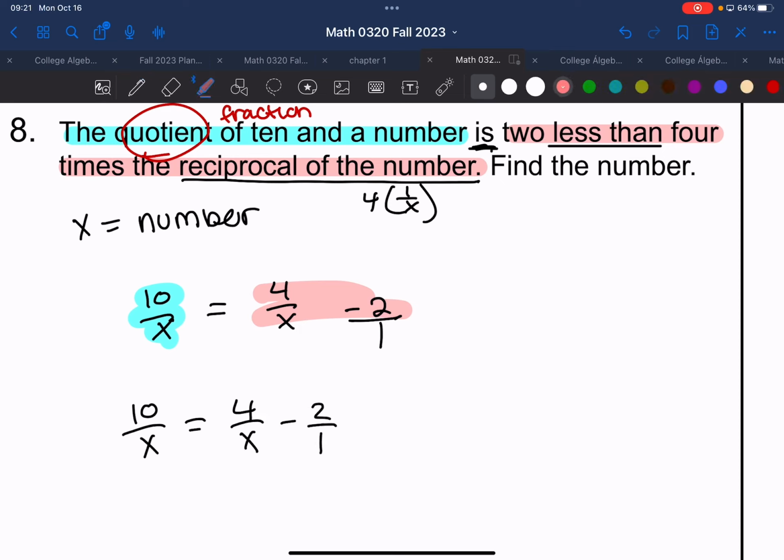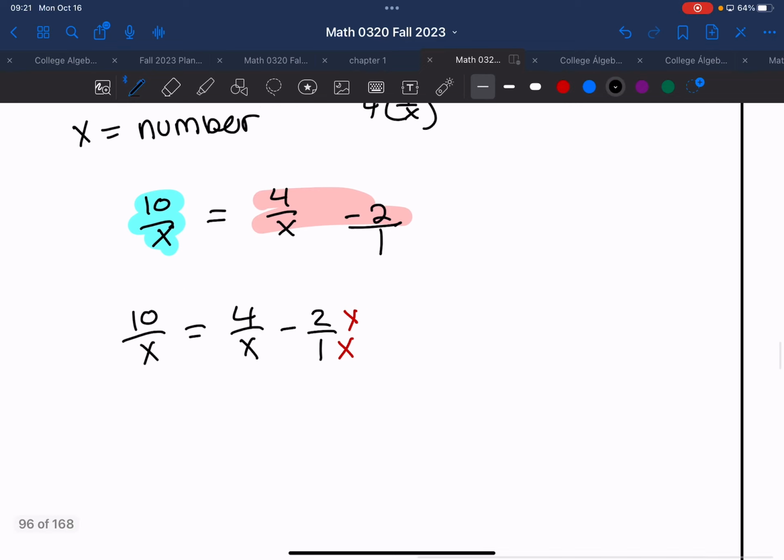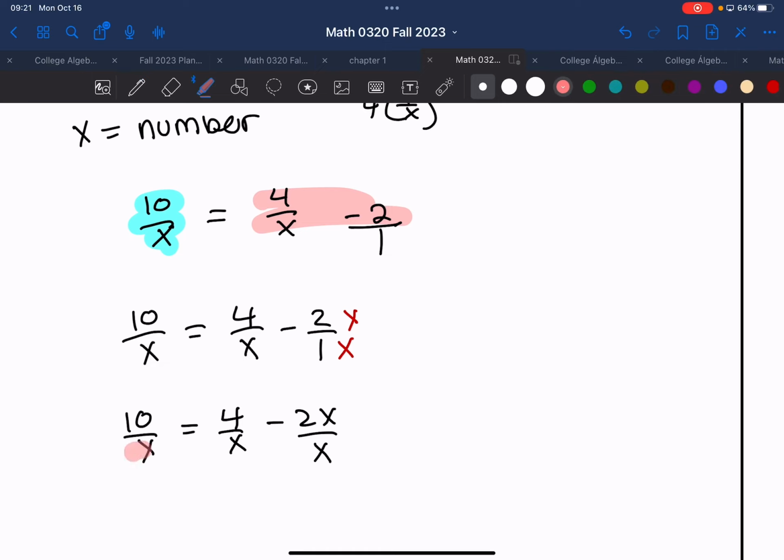I need to get a common denominator, and what would that be? It would be x. That means the only fraction changing here is which fraction? 1, 2, or 3? That last one, and I'm going to multiply it both by x. So that means I now have 10 over x is equal to 4 over x minus 2x over x. Since I now have a common denominator, what can happen to those x's?